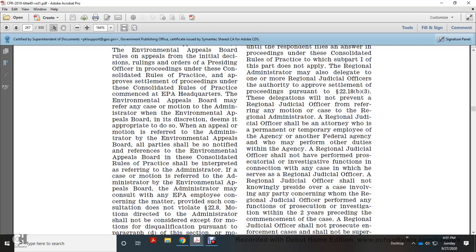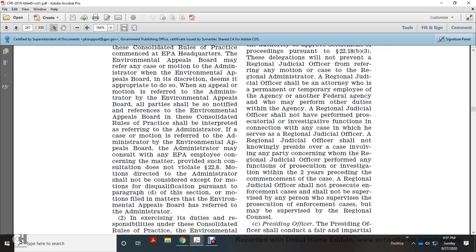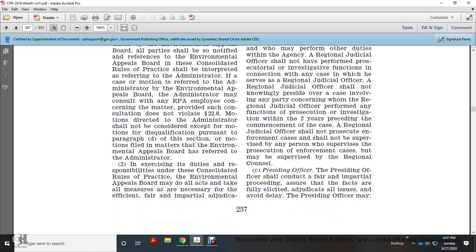The regional judicial officer shall not knowingly preside over a case involving any party concerning whom the regional judicial officer performed any functions of prosecution or investigation within two years preceding the commencement of the case. The regional judicial officer shall not prosecute an enforcement case, and shall not be supervised by any person who supervises the prosecution of an enforcement case, but may be supervised by the regional counsel.